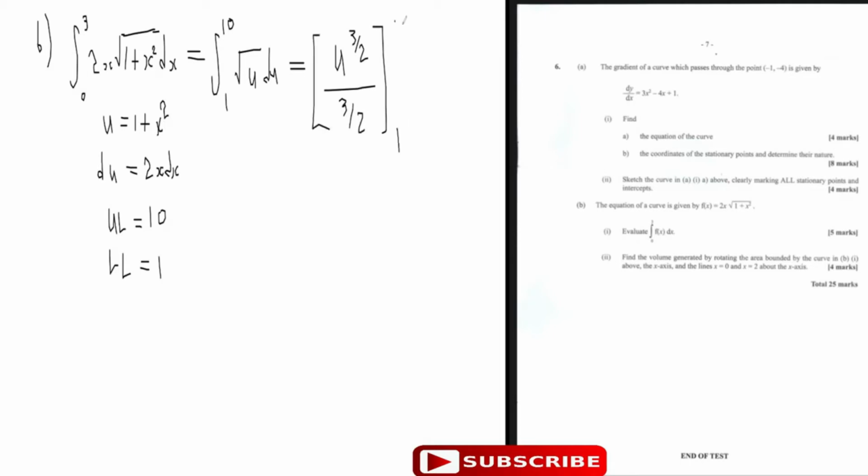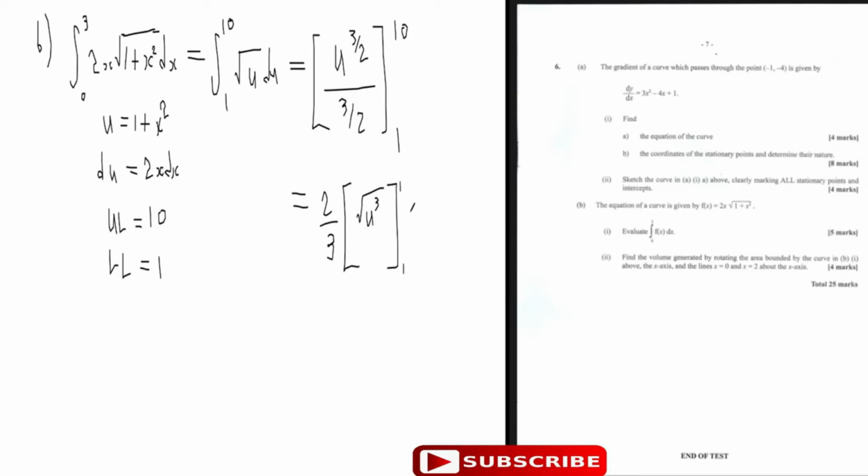Nice and easy. So you work that out now. First and foremost, 1 over 3 over 2 is 2 over 3. So I'm going to factor out the 2 over 3. Write it as 2 over 3 times this part, which can be written as u cubed square rooted from 1 to 10. I'm just making it a little prettier.